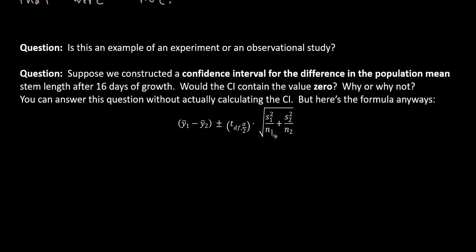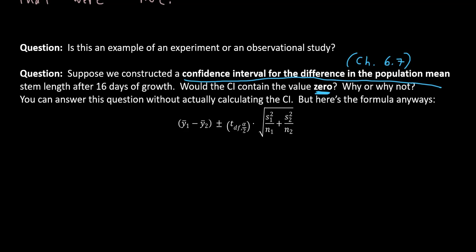Suppose that we constructed a confidence interval for the difference in population mean stem length after 16 days of growth. As a reminder, this came from chapter, I think it was 6.7. The question here is, would this confidence interval for the difference in means contain 0? Why or why not? We don't need to compute this confidence interval to answer this question. We can do it anyways, but let's see if we can answer it without any computation.